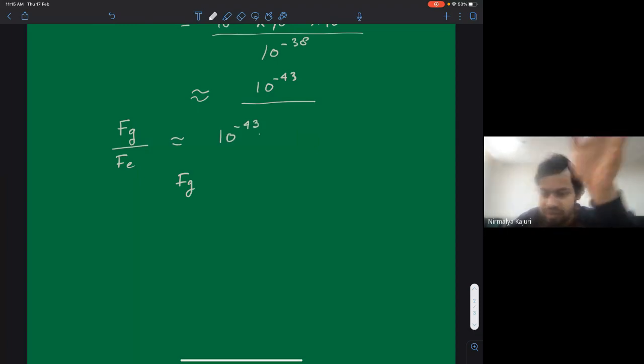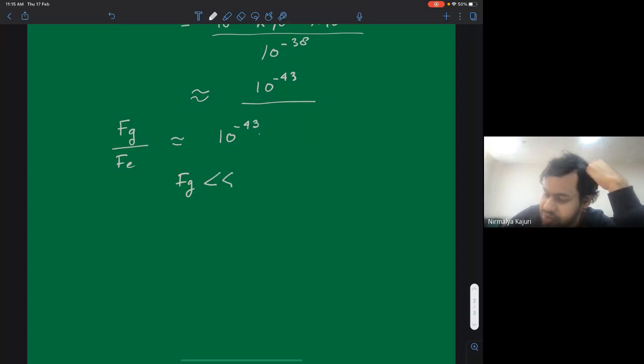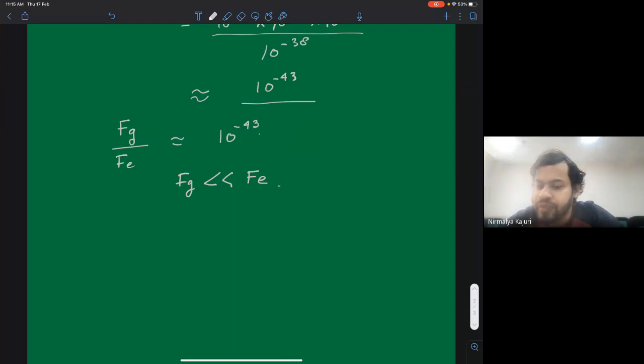So all of you who said gravity, you got destroyed completely. The electrodynamics people have won this one with a margin of 10 to the power 43. Okay. So now the question is, if electrodynamics is so much stronger than gravity, right? So this was between 2 electrons.